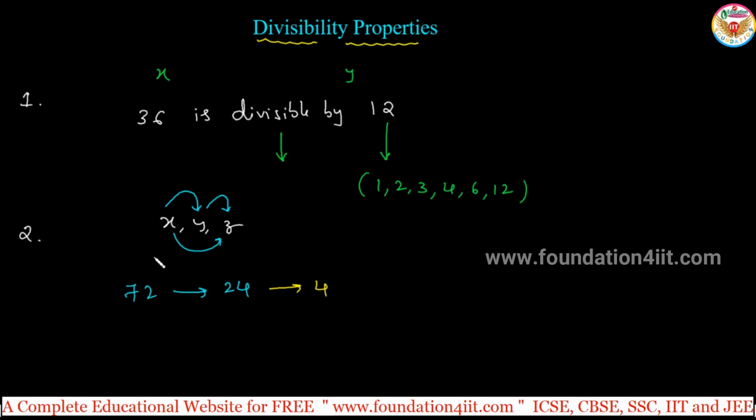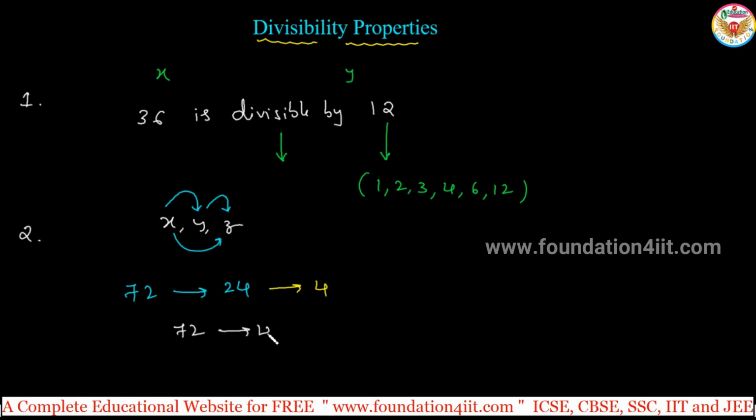So 72 is divisible by 24, and 24 is divisible by 4. Then 72 is divisible by 4. The first one is divisible by the last one directly. X is divisible by y, y is divisible by z, then x is divisible by z. Right.